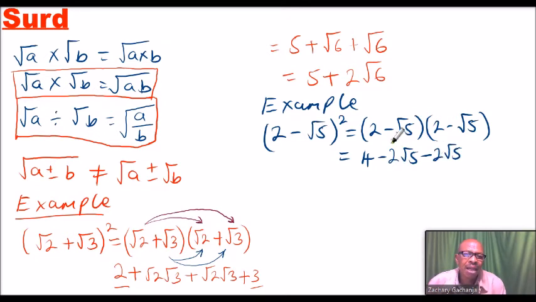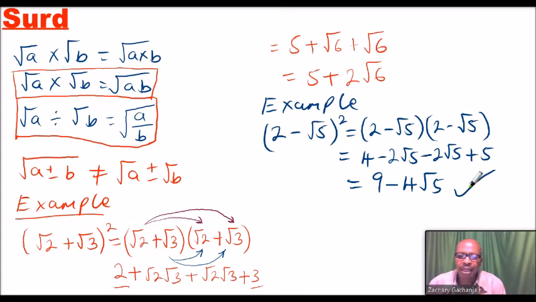And finally, we have minus root 5 multiplied by minus root 5. When you multiply a minus times a minus, you get a positive. So that will give you a positive 5, because root 5 times root 5 gives you a whole number, which is 5. So we can combine the whole numbers: 4 plus 5 will give you 9. Then we have minus 2 root 5 minus 2 root 5. You add 2 and 2, you get minus 4 root 5. So that's how you work that out.